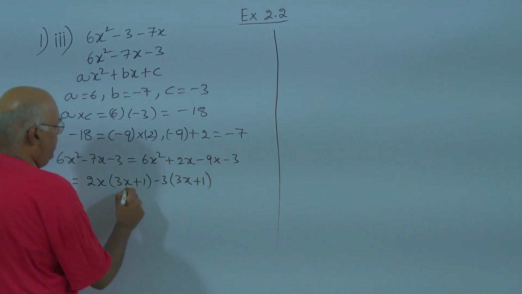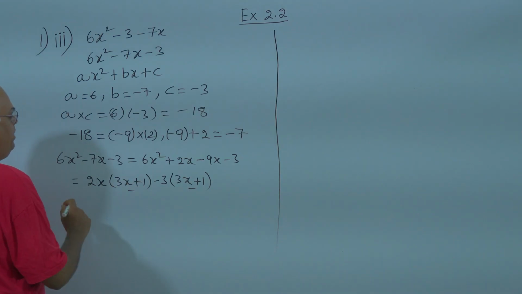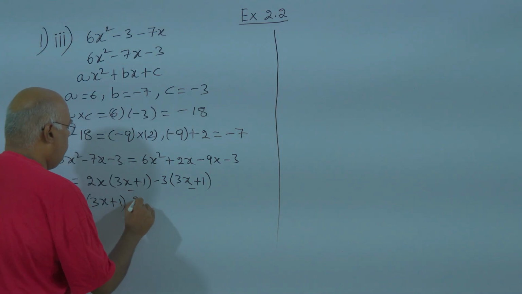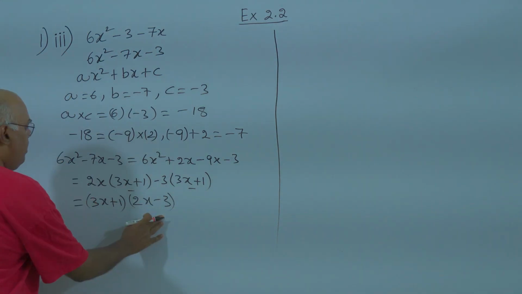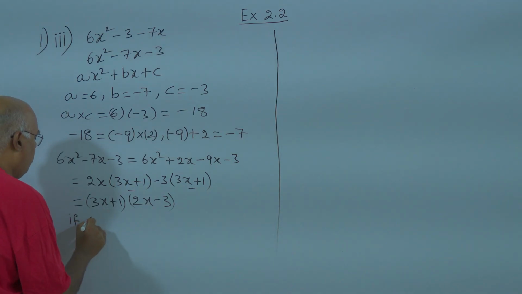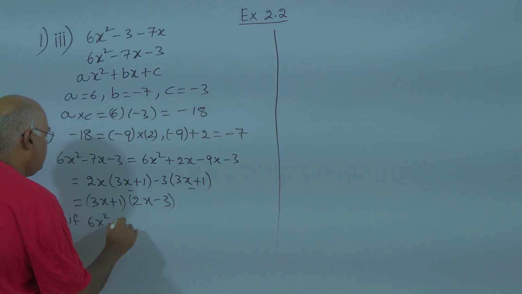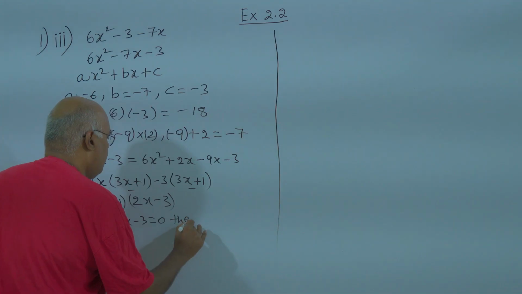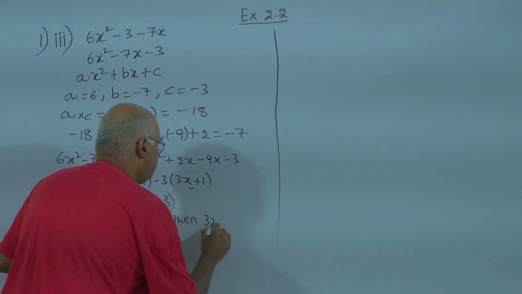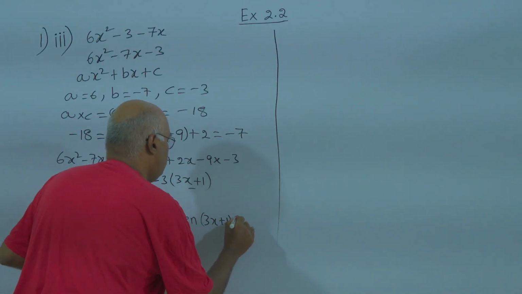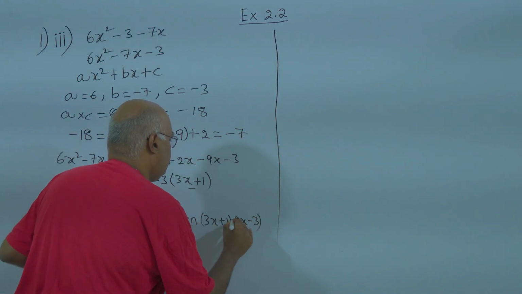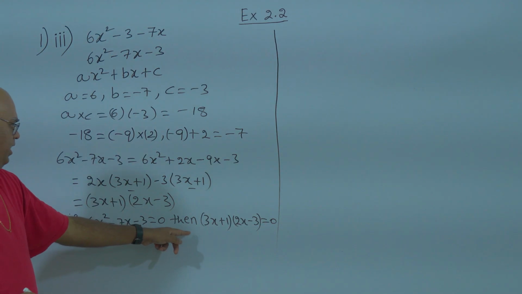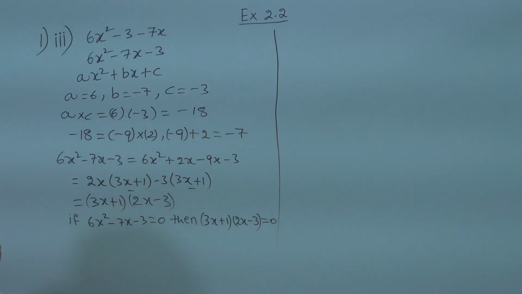If you observe here, I am getting 3x plus 1 common in both the places. So I can take 3x plus 1 as the common. If I take 3x plus 1 as common, then I will be left with 2x minus 3. If the given quadratic polynomial 6x square minus 7x minus 3 is equal to 0, then 3x plus 1 into 2x minus 3 should be equal to 0. So if the given quadratic polynomial is equal to 0, then 3x plus 1 into 2x minus 3 should be equal to 0.